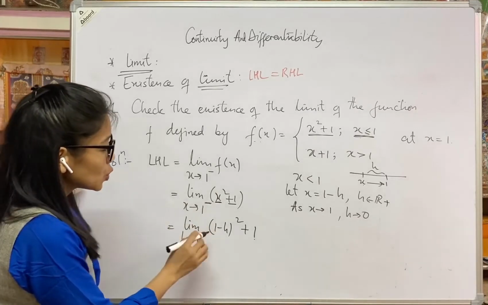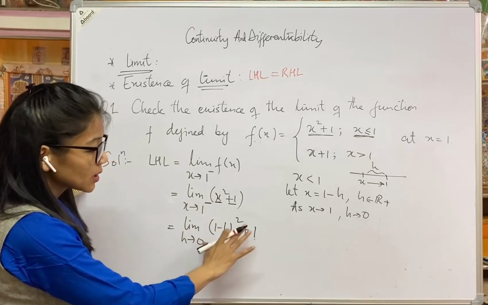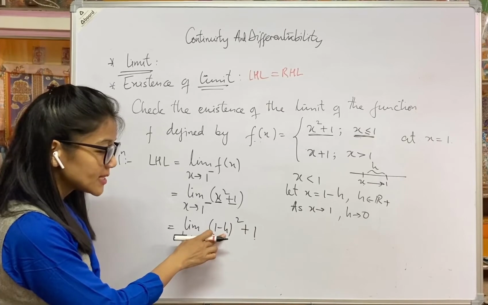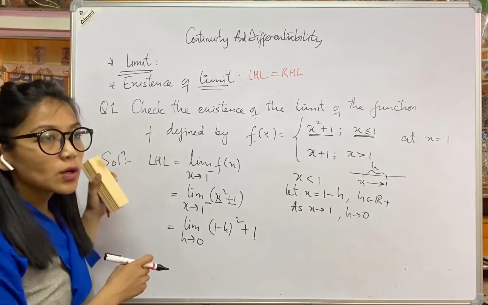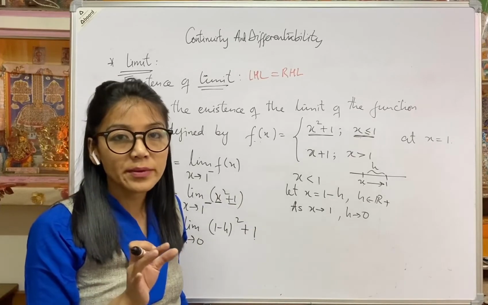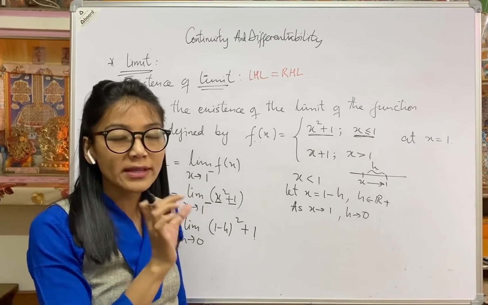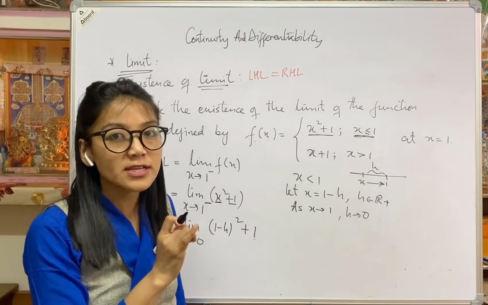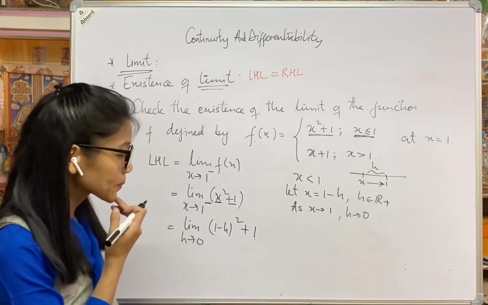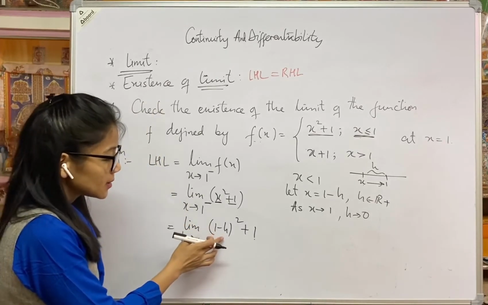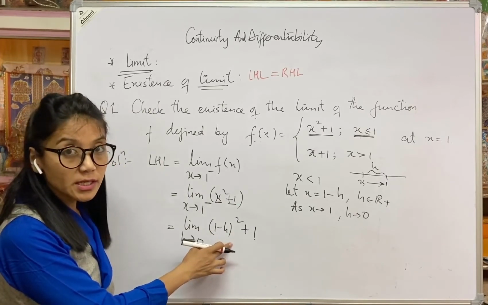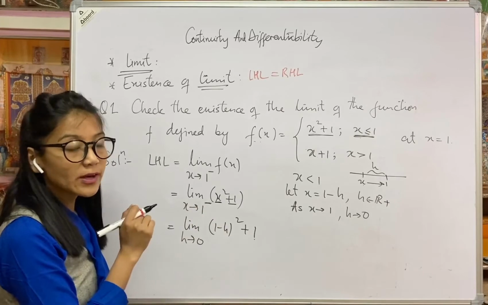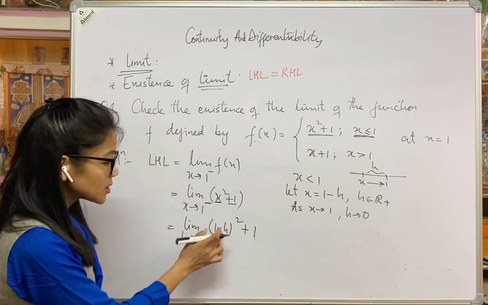Okay, so now everything is in terms of h. Your variable is in terms of h, and your limit point h is also tending towards 0. So in class 11, to evaluate a limit, there are a few methods. We have the direct method, we have the factorization method. Here you can directly substitute the limit point. That is the direct method of evaluating a limit. So you put h equals 0 here.